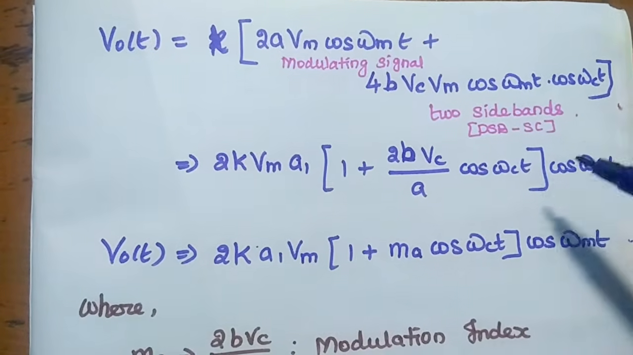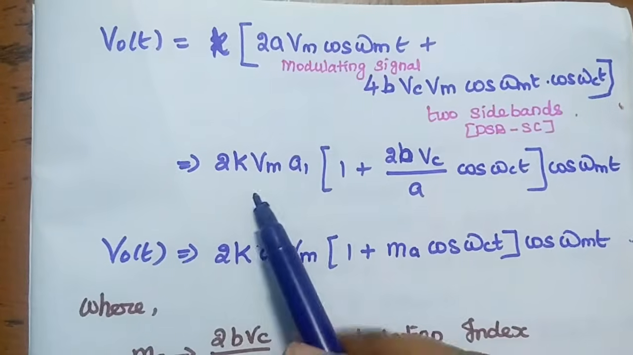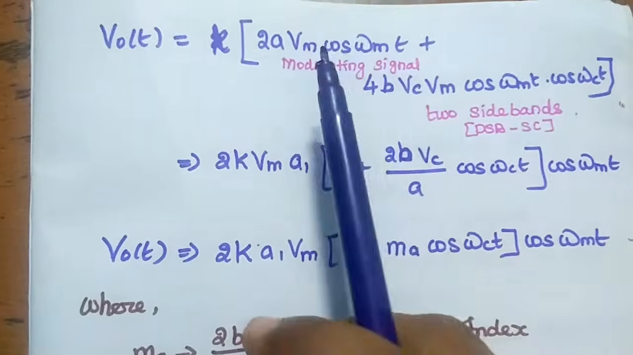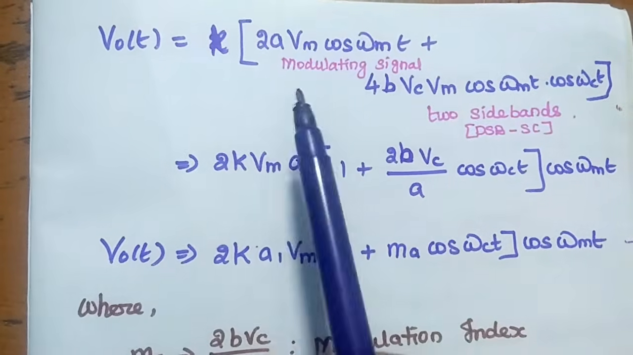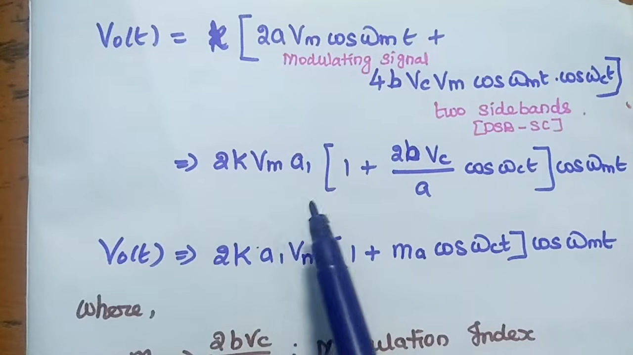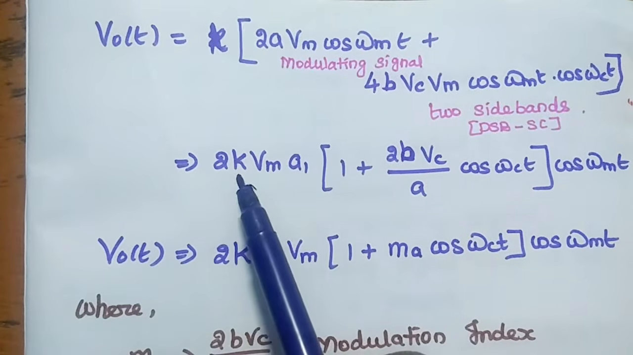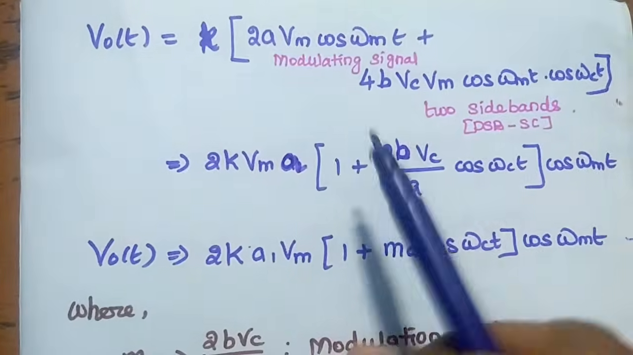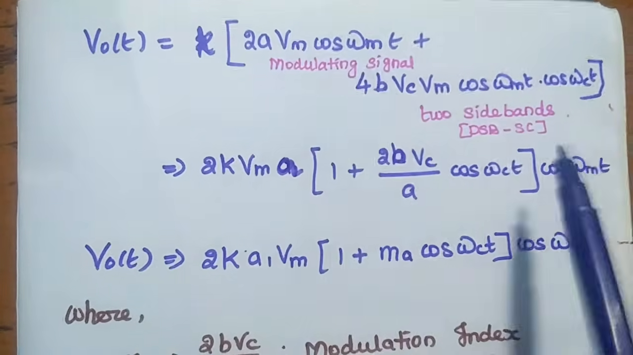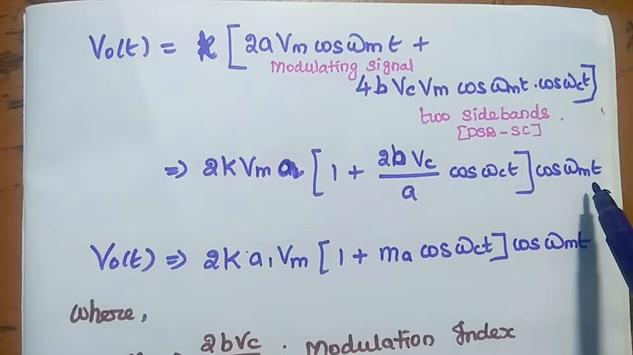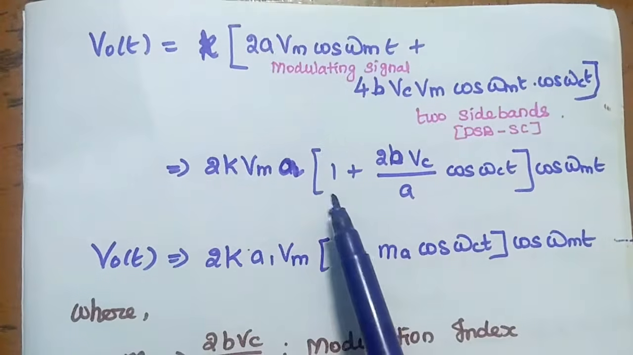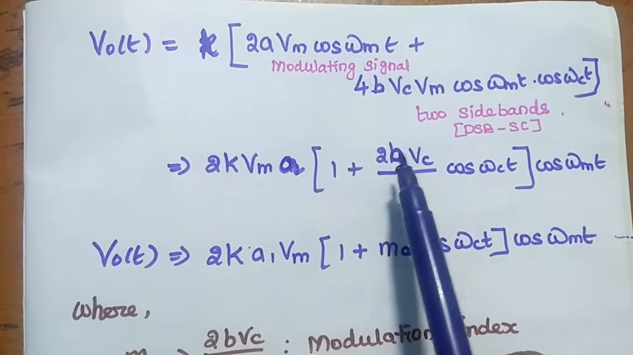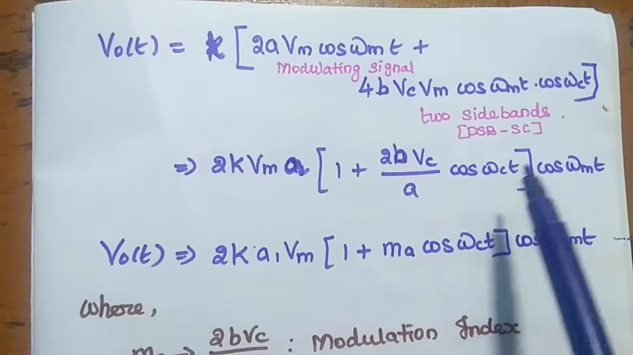Okay, so further it can be simplified as 2K. We can take this Vm outside, so both are having the 2Vm, and we can take the A value also. So here we can take that A here. So we can write 2kVm A. It is not A1. It is simply A. Okay. A into 1 plus, because we have to take this cos omega mt also outside as a common. So this term becomes 1. So 2kVm A cos omega mt into 1 plus 2b Vc by A cos omega ct.